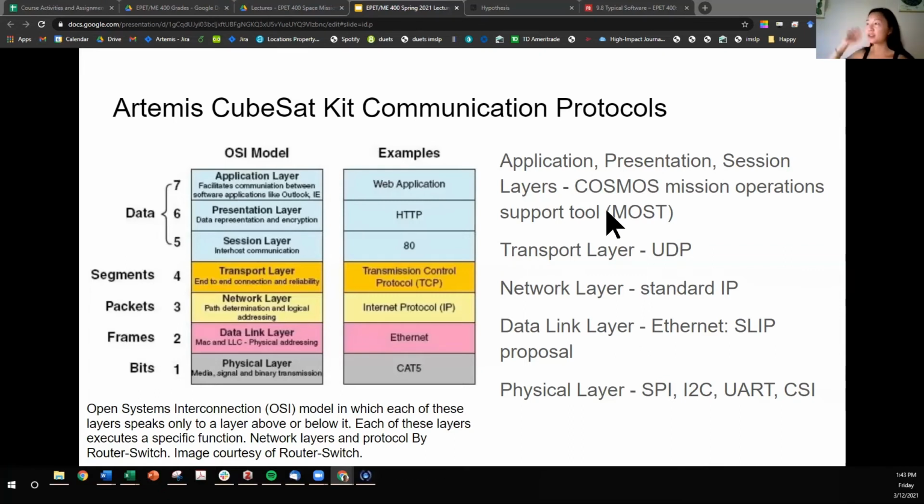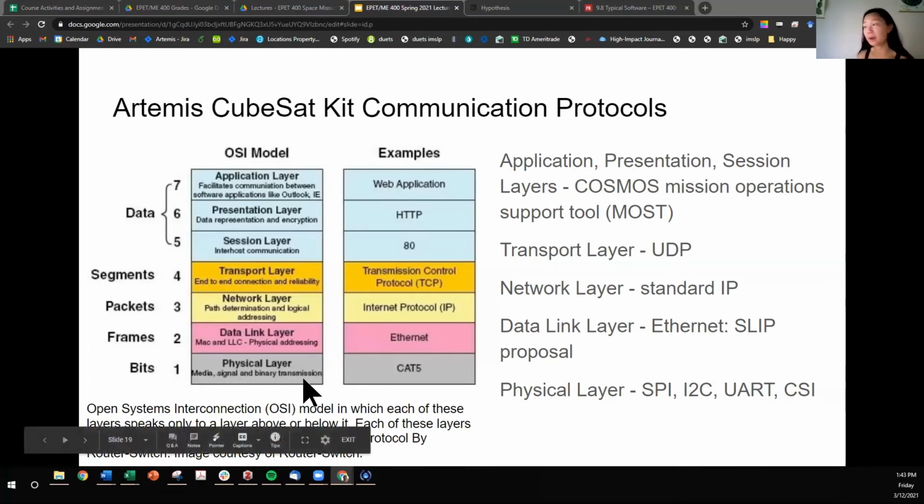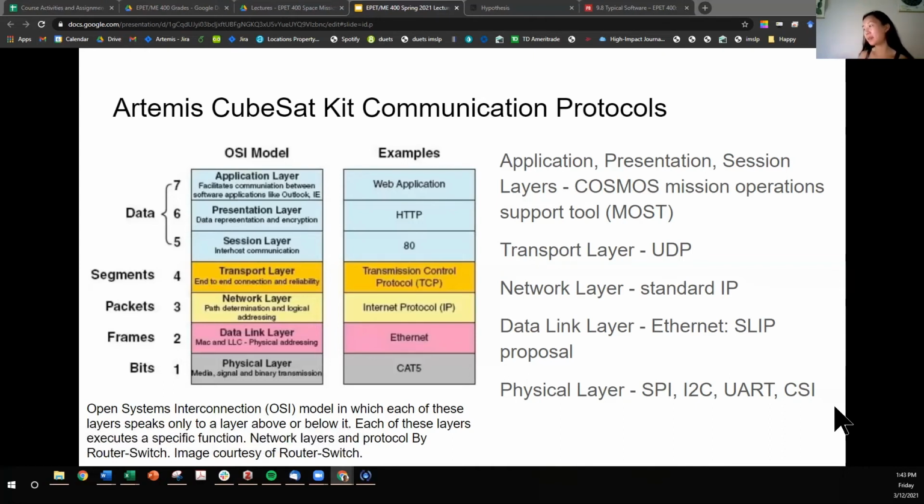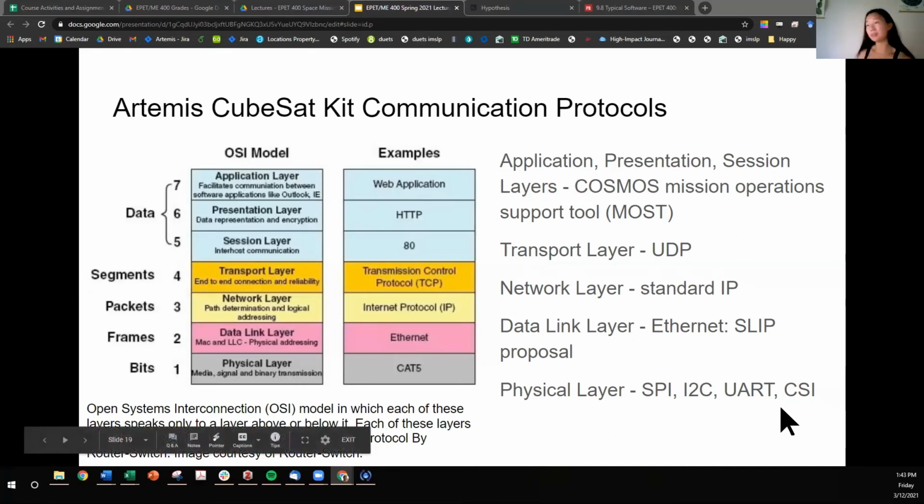Now, all of these should already be built in for you when you're adopting the Artemis CubeSat kit, but I think it's good to understand the communication architecture in case you need to debug. The sources of error when you're testing or debugging could be at the physical layer if you don't hook something up right, or if you don't use the correct communication protocol. And when you're processing the bits, if you use a different communication protocol, then it could be that you get the wrong data. But anyway, the point of the class is to learn to understand.